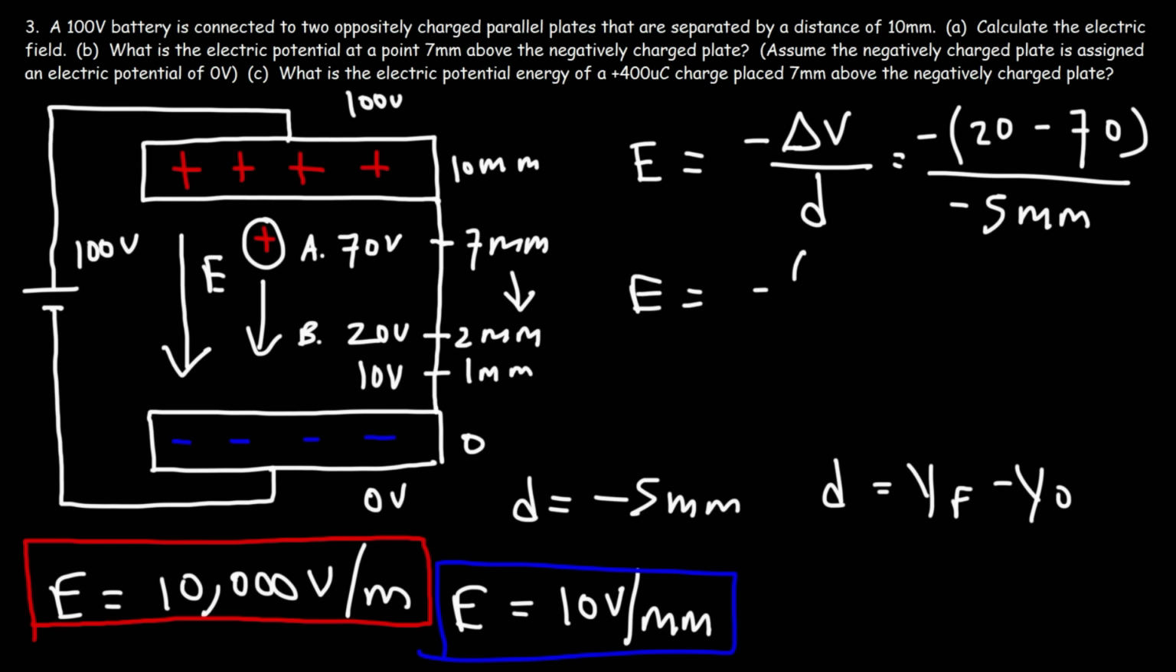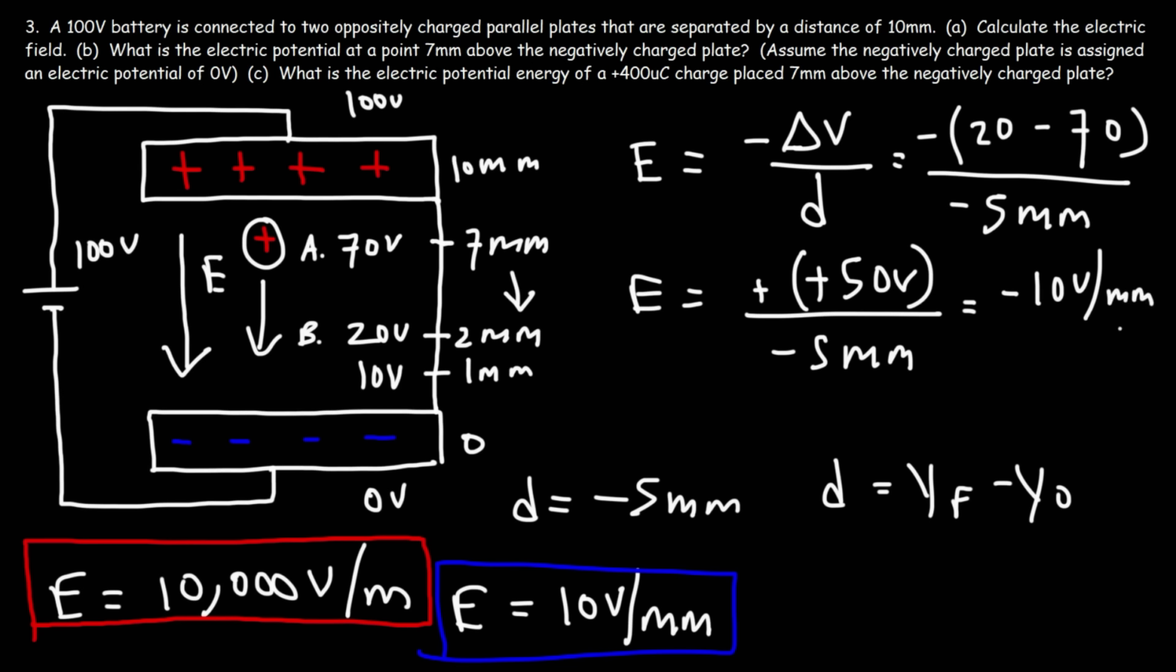So it's negative, and then 20 minus 50 is negative. So we have a change in potential of negative 50 divided by negative 5. So these two will cancel. So we have positive 50 volts divided by negative 5. And so we're going to get negative 10 volts per millimeter.